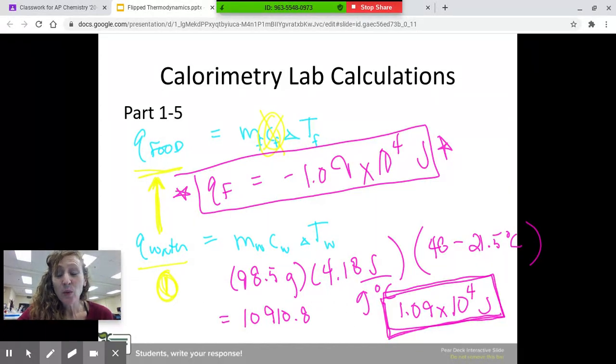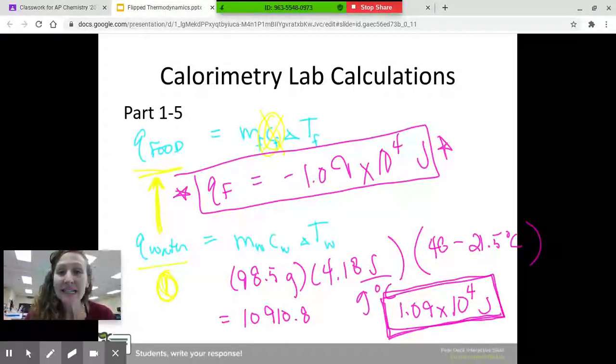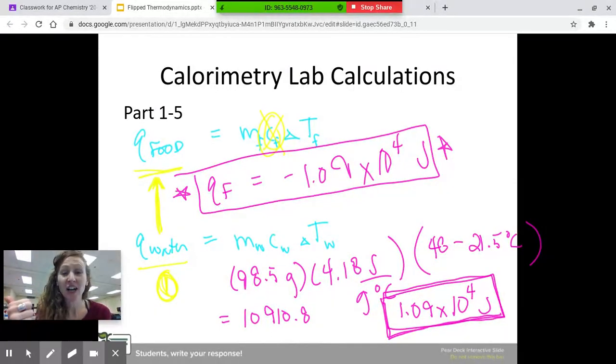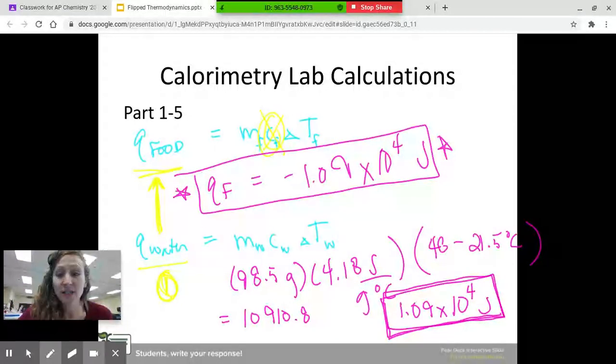Yeah, so we definitely lost some energy from the food to the water. So the Q of the food, since we're basing it off the water, which has lost energy in the process, is going to have a greater magnitude, a bigger magnitude. Or you could also say the Q of the food should be more negative.